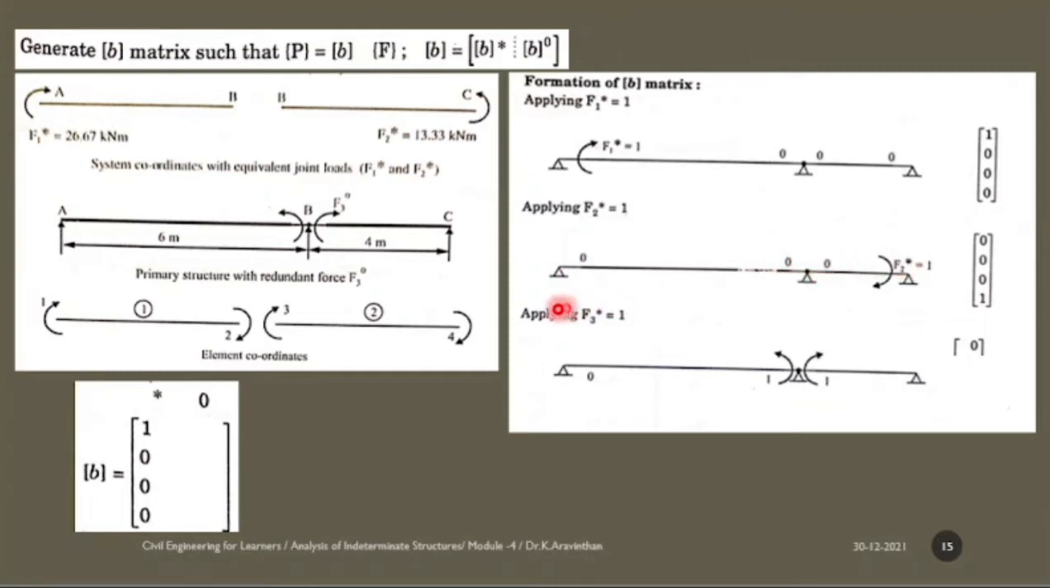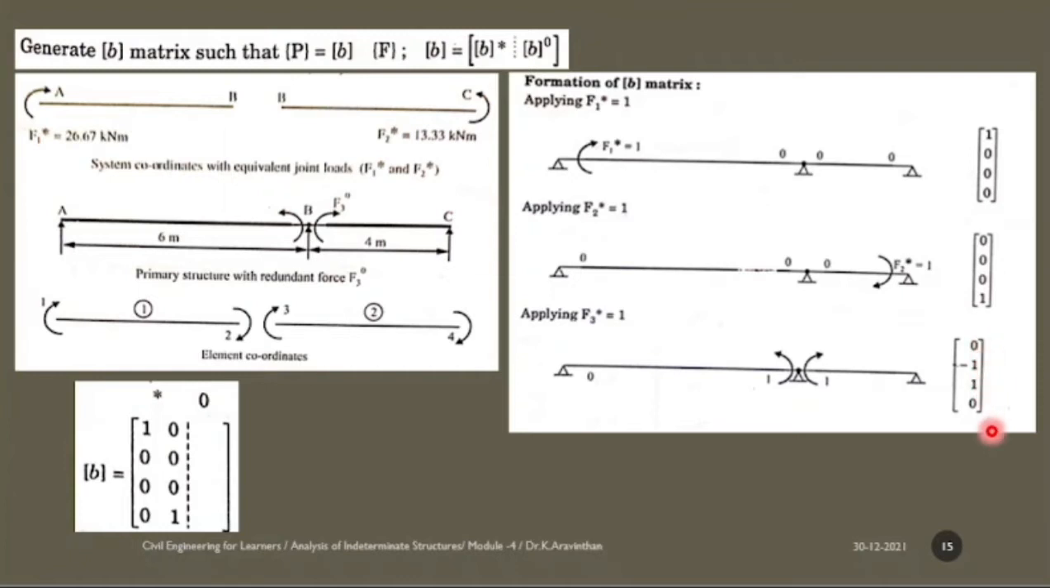Similarly, apply F3 equal to 1. So this is F3. You have two components, that is two nodes. You will be getting 0, minus 1, plus 1. Why are you writing that? You know that at the hinged end you will be having minus 1 and plus 1 values. Hence, your beta matrix will be 0, minus 1, plus 1, 0.